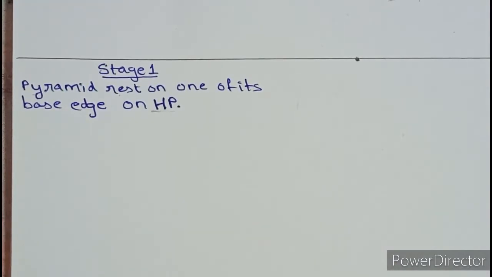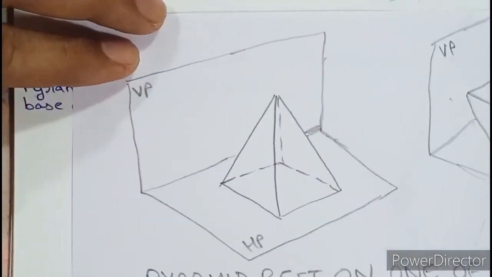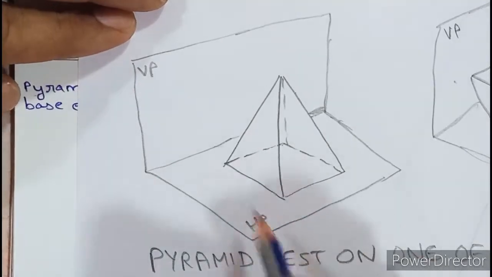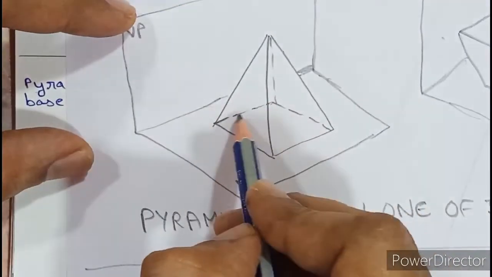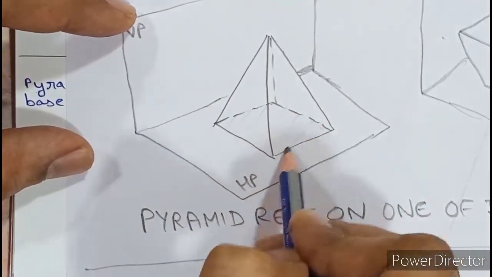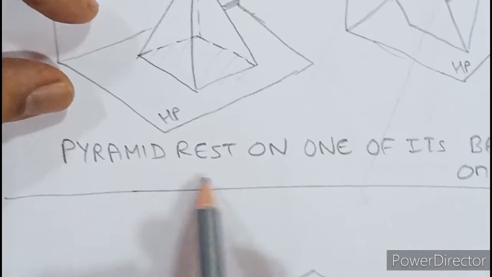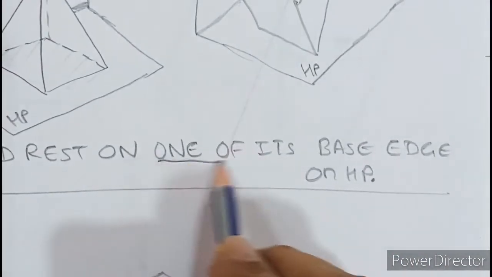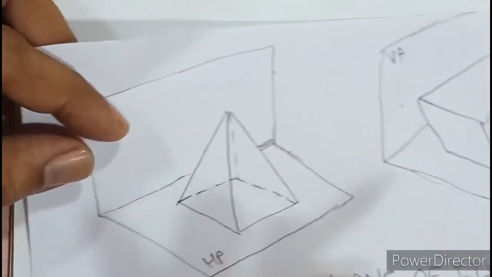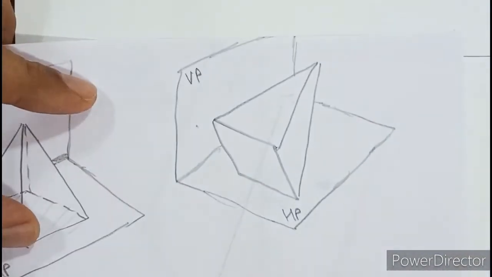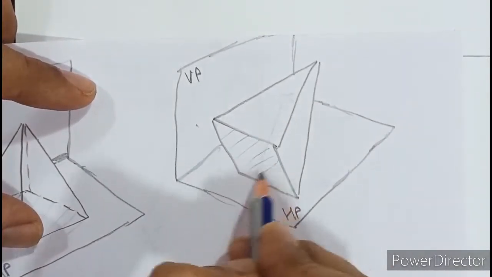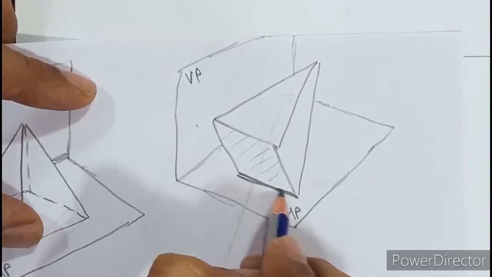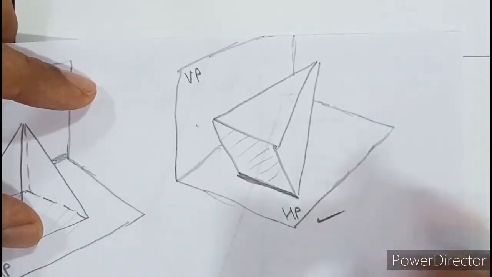So when a pyramid rests on one of its base edge on HP, look at this part. Can we say that this is the pyramid with the base edge on HP? Answer is no, because here the entire base rests on HP, whereas in the question they have mentioned pyramid rests on one of its base edge. Remember, one of its base edge, not the entire base. Look at the second diagram. Here it is clear that the base is in air, and only one base edge rests on HP. So this one is correct.